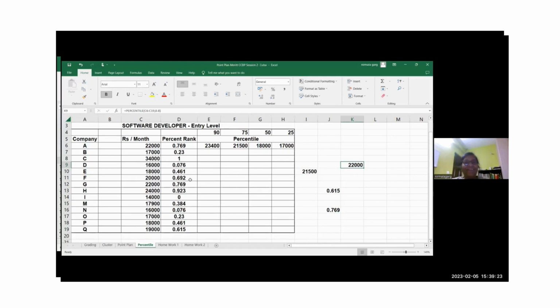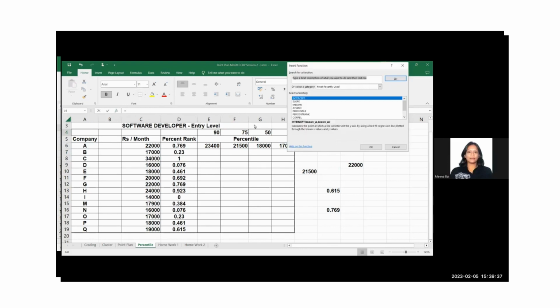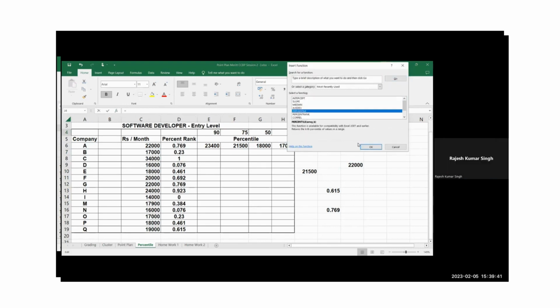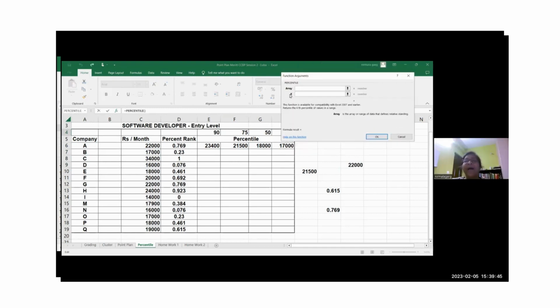Anybody? Very easy. Use the percentile formula and 0.95. Absolutely, guys. So what will I do now? Go to Formula, then Percentile. Then select the data. Choose the array. Array is the complete data, all my data.